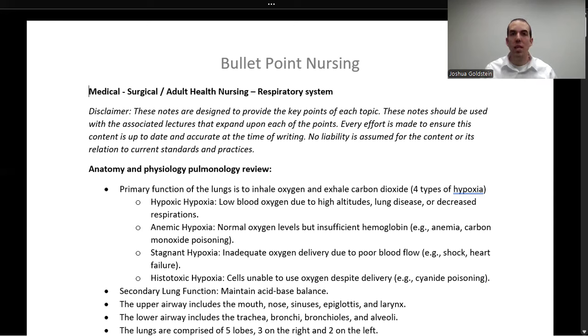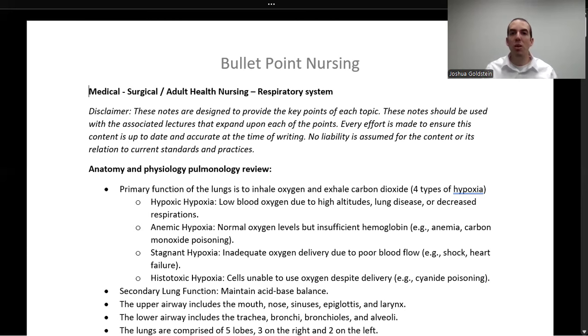My name is Dr. Goldstein, and this is going to be the first in our medical, surgical, med-surg, or adult health lecture series for nursing school. This first lecture of respiratory diseases is going to go through the respiratory system. We're going to talk about a lot of different components of the respiratory system.